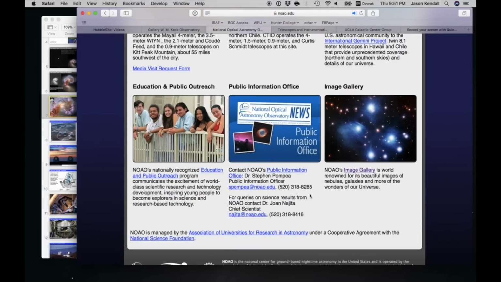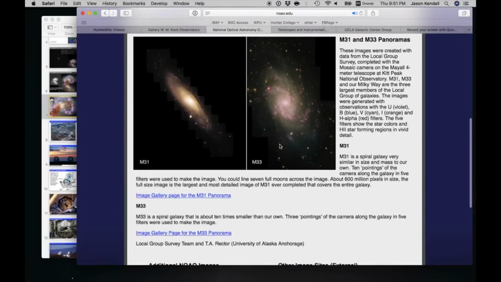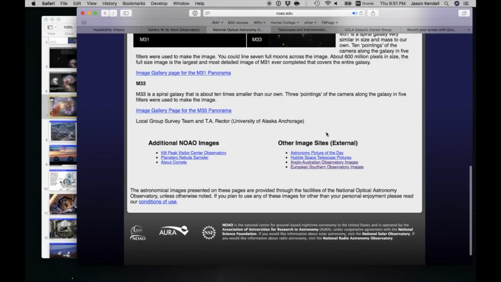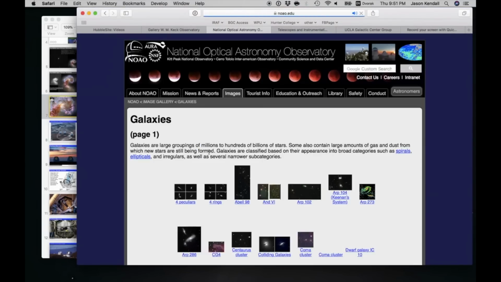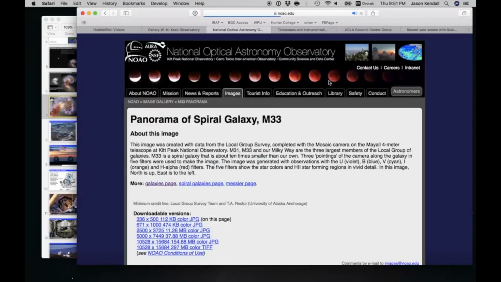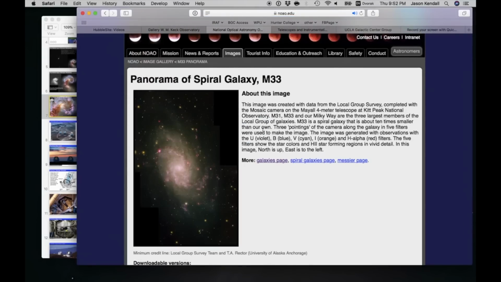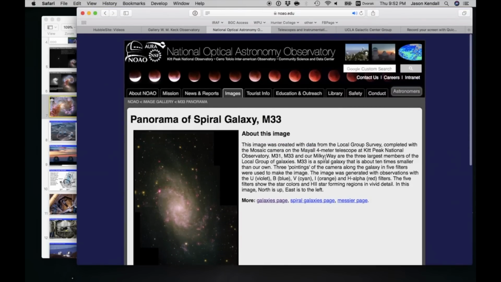They have lots of things for education and public outreach. If you want to learn things about them, they have beautiful image galleries, and I invite you to go take a look, because the images that you find here appear in prominent places, such as Astronomy Picture of the Day, and sometimes they even appear in national news media. If we go look at galaxies, we have all sorts of cool thumbnails of pictures that were taken there. Say M33, the Triangulum galaxy. NOAO is a national treasure, and you should go take a look at their website.